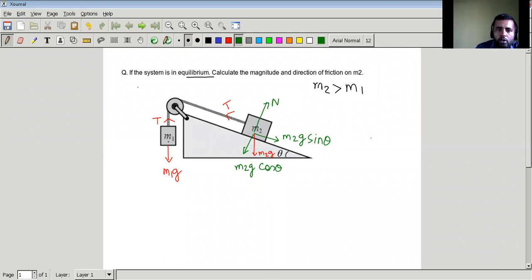So if this will not move, then this must be equal to this. So we can write that T is equal to M1G. This is our equation one. And for this not to move, T should be equal to M2G sine theta.